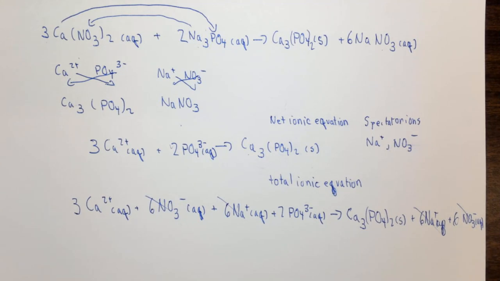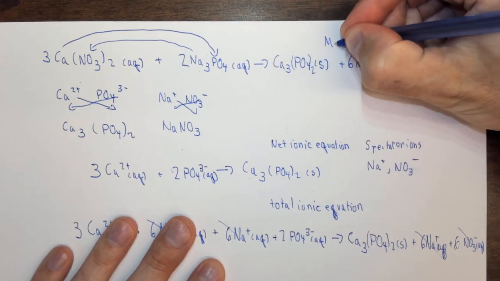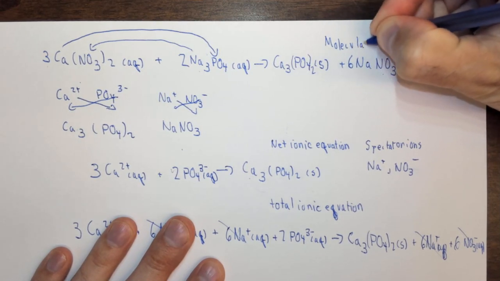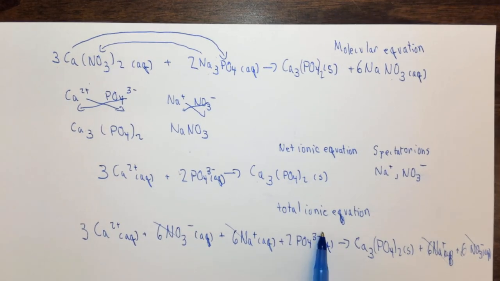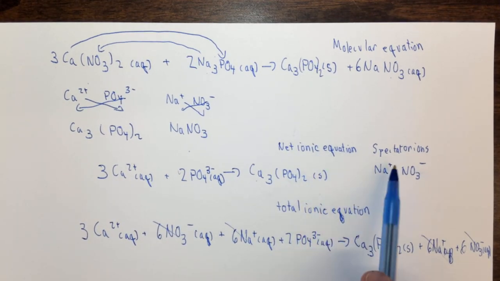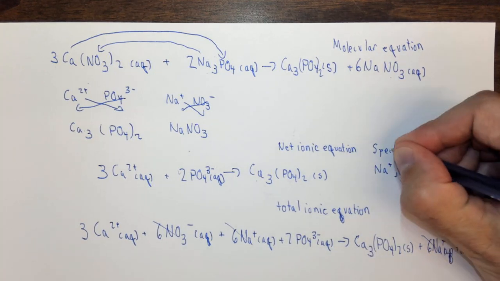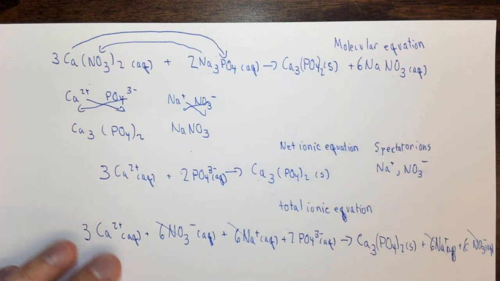So this up here is the molecular equation, the total ionic equation, and the net ionic equation. It also shows us how to identify those spectator ions, which are the ions that are aqueous on both sides, which are identified by finding the aqueous products.